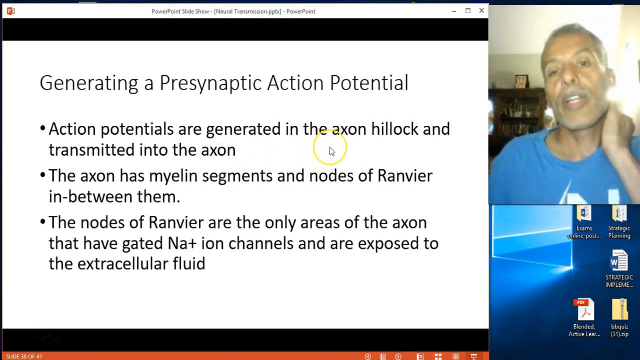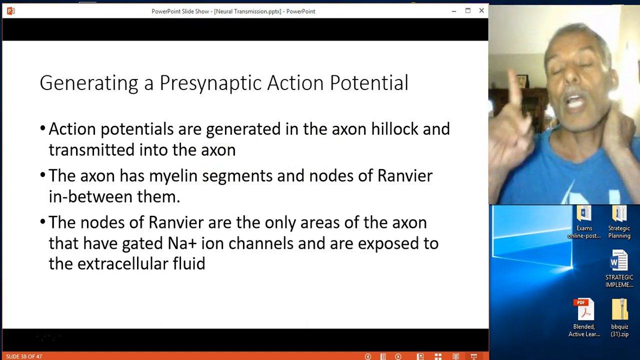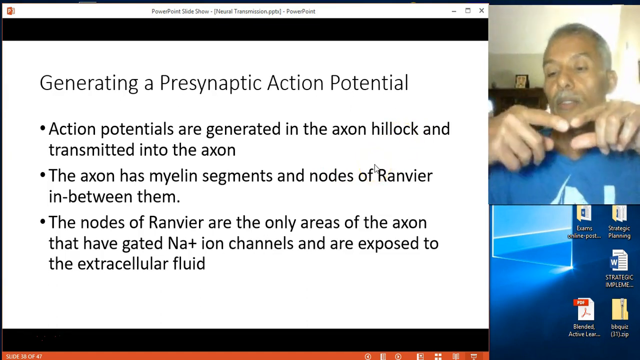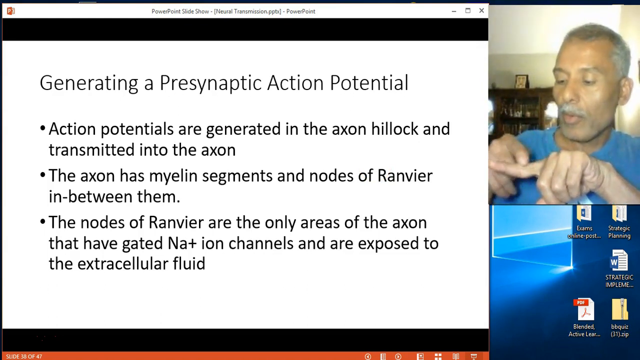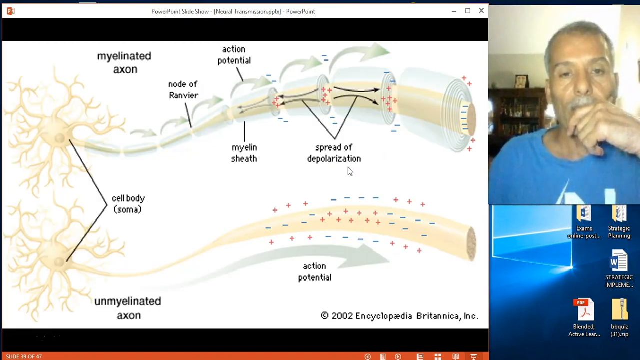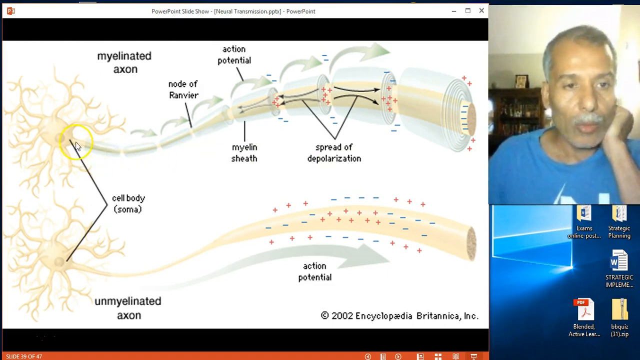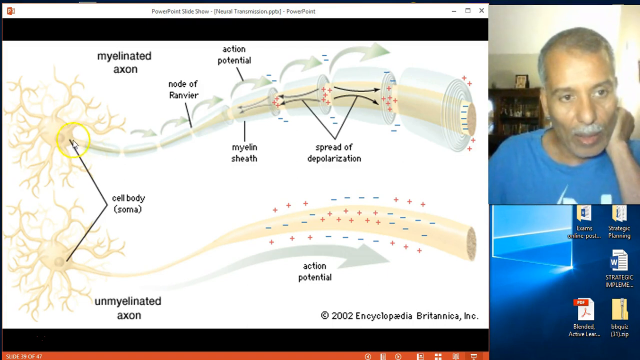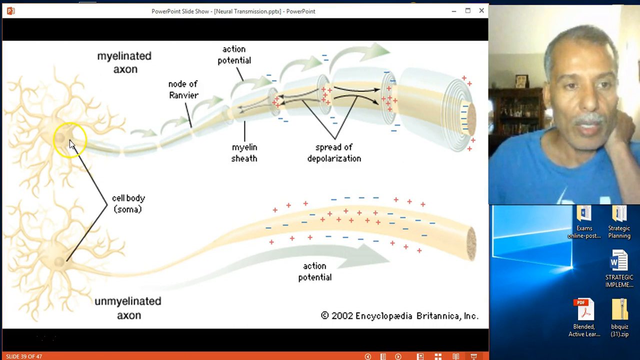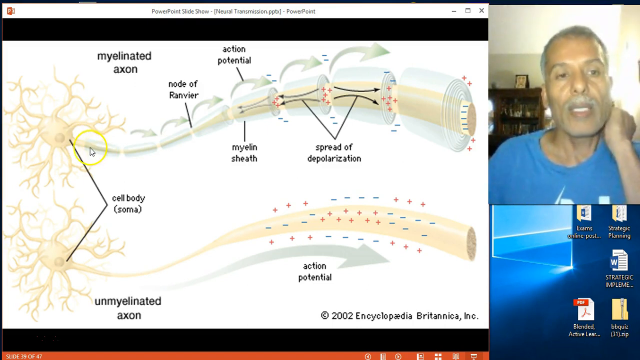So the action potentials are generated, again, always in one single place and no other places in the neuron. It's in the axon hillock. And then it is transmitted through the axon itself. Let me get to the image here. So the axon hillock is the little piece, a triangular area that connects the axon to the cell body. So exactly the area where the lower triangle of the cell body connects with the axon.